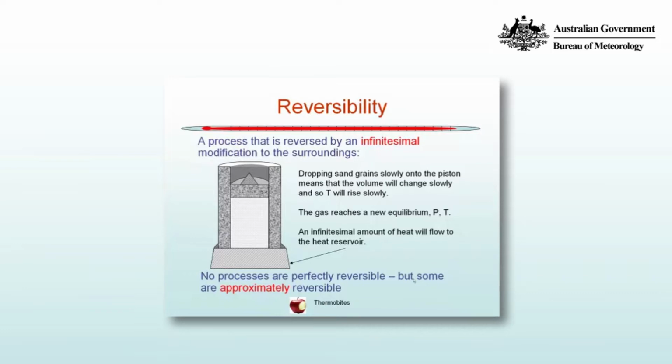Again, we should note that no process is perfectly reversible, but some processes are approximately reversible, and they're the kind of processes that we're going to try and reproduce that occur in the atmosphere on diagrams in order to assess what the atmosphere is doing.